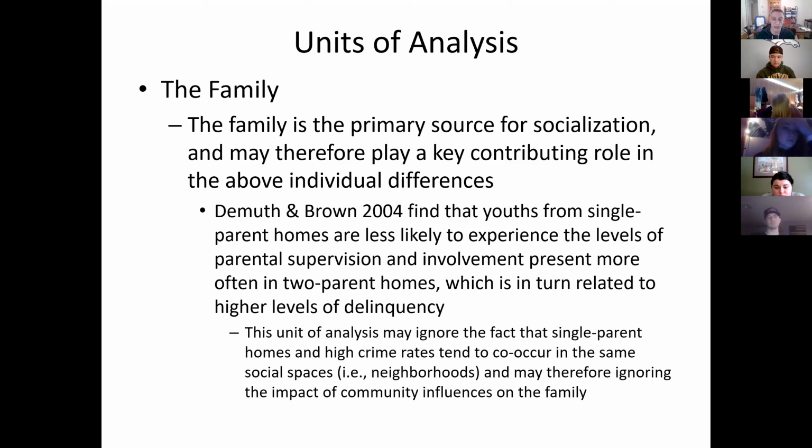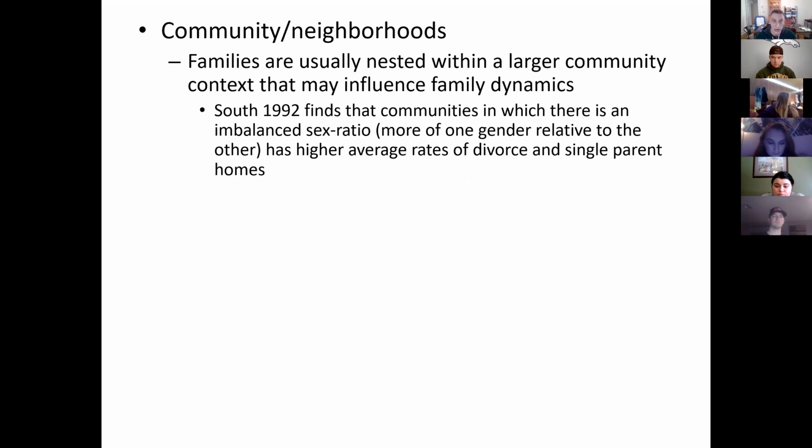And you may therefore be ignoring the impact of what's going on in the community around that family, because you may have a single mom that's trying her very best. She's doing everything right, but she's living in a neighborhood filled with what Elijah Anderson called street families, people who are doing a lot of bad things that you're not supposed to do, like abuse your kids. So that's why it may really pay off to look at a higher level unit of analysis to make sense out of what's going on.